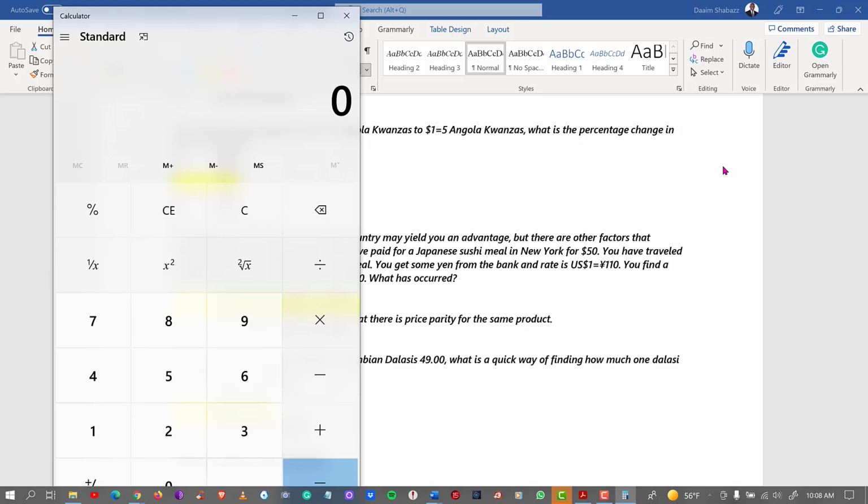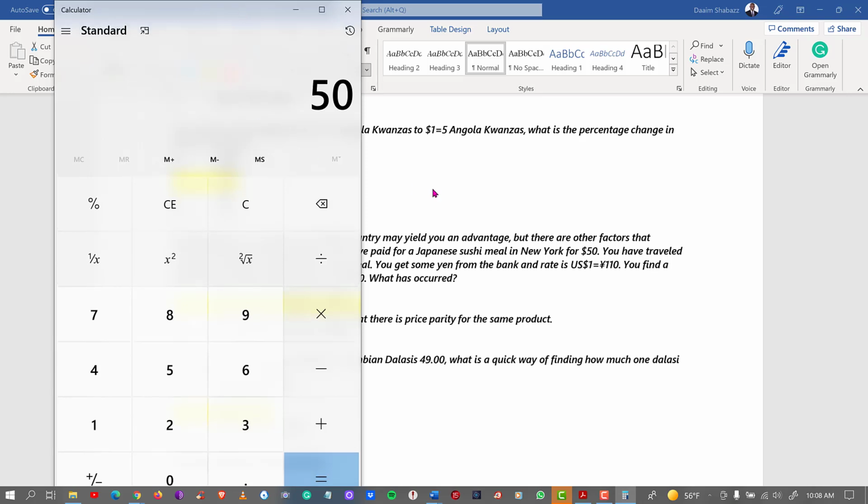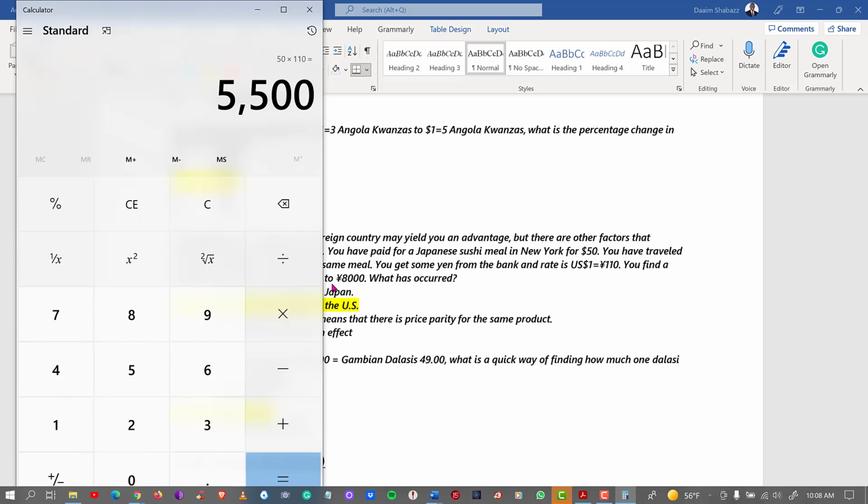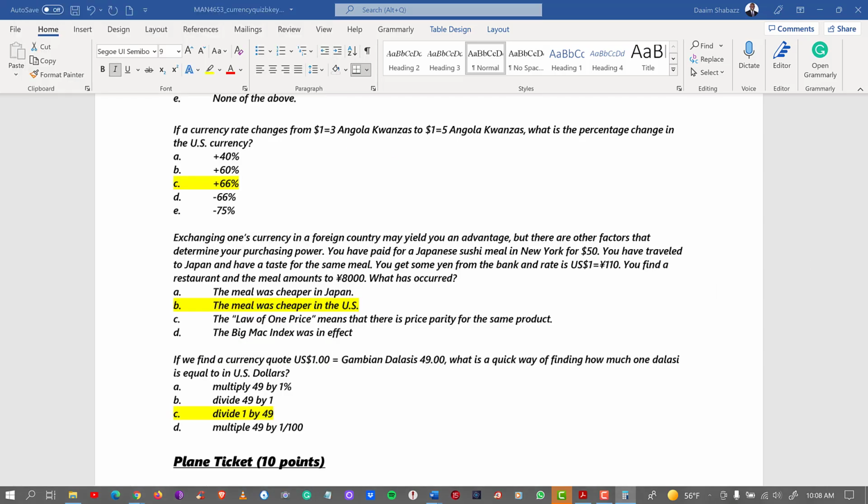You can just calculate how much $50 is equal to in yen. That's pretty easy. We know how much $1 is equal to, so how much are 50 equal to? That's just 50 multiplied by 110, which is 5,500. And you can compare this to the 8,000. So in the US, you paid the equivalent of 5,500 yen. In Japan, you paid the equivalent of 8,000. So right then and there, you know that the meal was cheaper in the US.